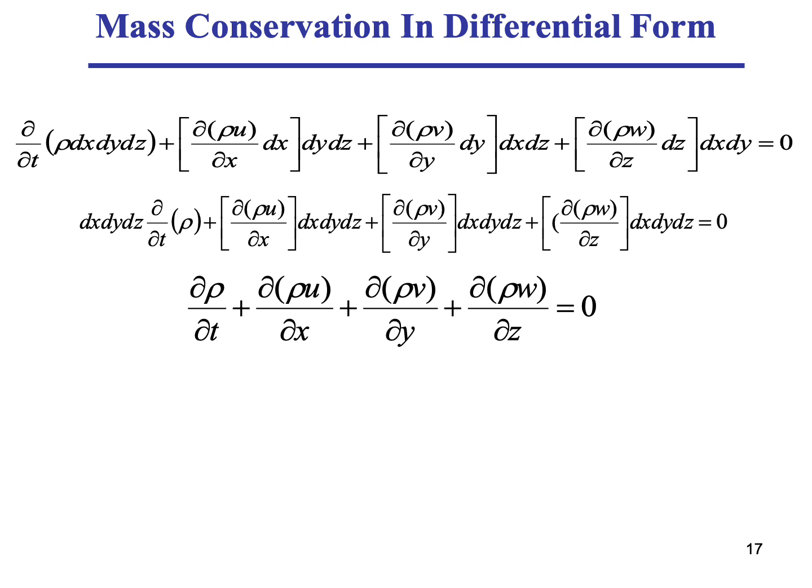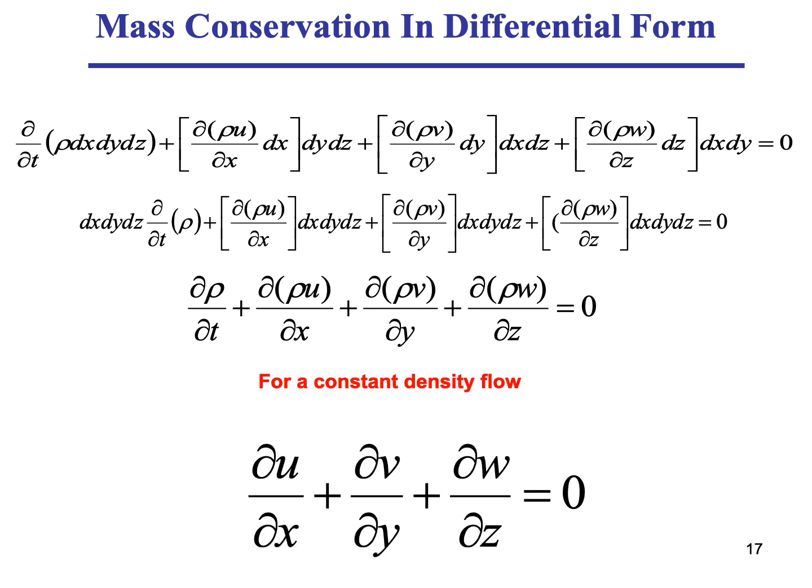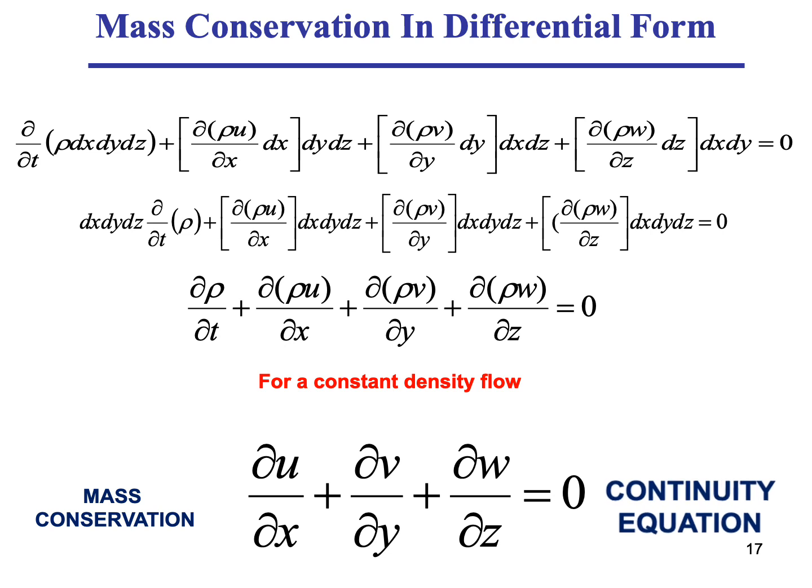And let's make life even simpler. Let's say that the density is constant and it doesn't vary with x, y, z, or even with time. So that term goes away. Then the rho, because it's constant, it cancels out, and we end up with the continuity equation, the mass conservation equation that we have seen earlier: du/dx plus dv/dy plus dw/dz.